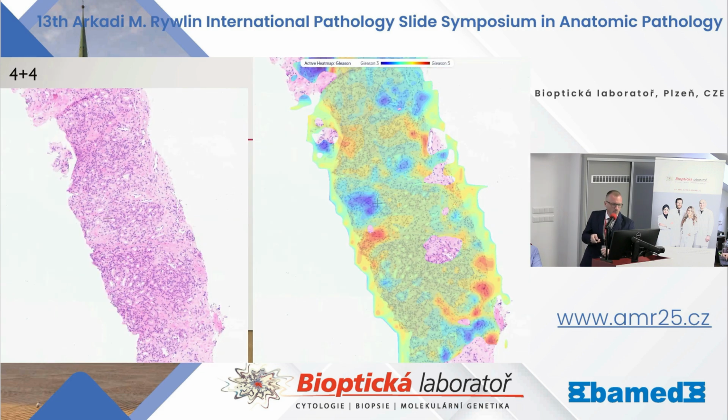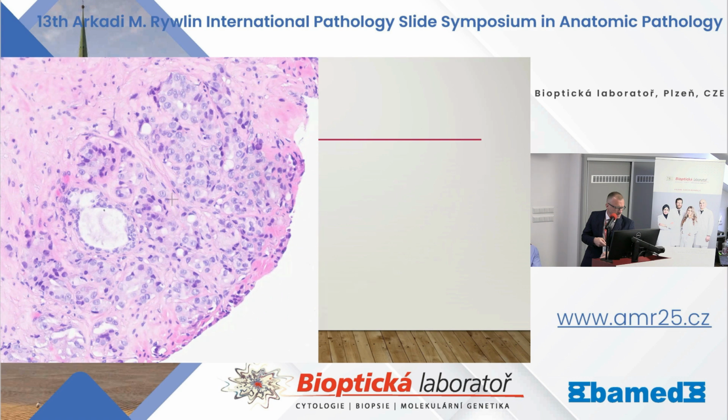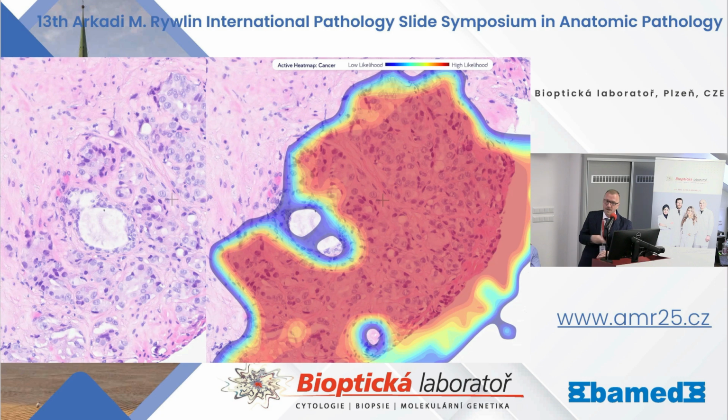4+4, straightforward, cribriform, nice things. 4+4. Again, don't be panicked by some blue spaces, because you will get the Gleason score recommended from AI. Again, control it. And again, a little bit troublesome. Is it 4? Is it 5? For me, I see some single cells, mostly poorly differentiated. For me, this is straightforward 4+5. But in AI, you get 5+5.